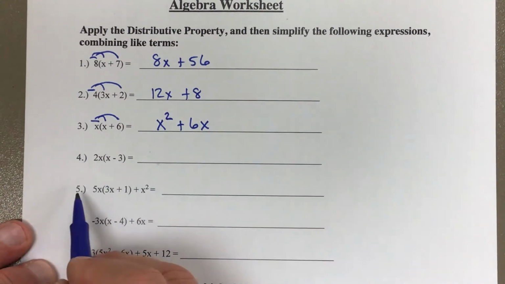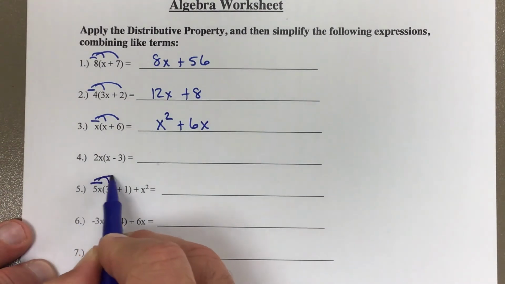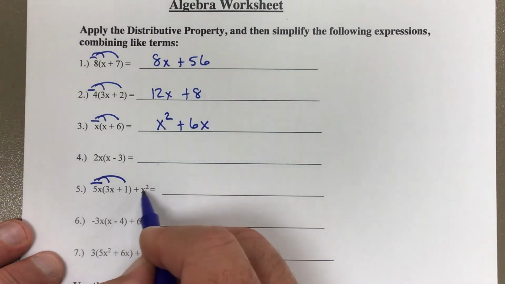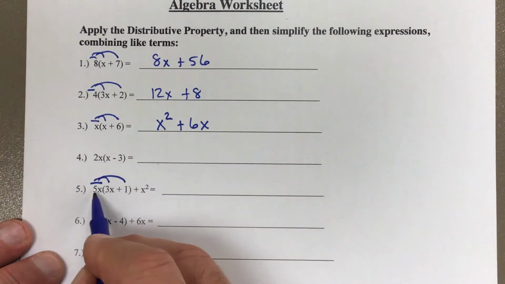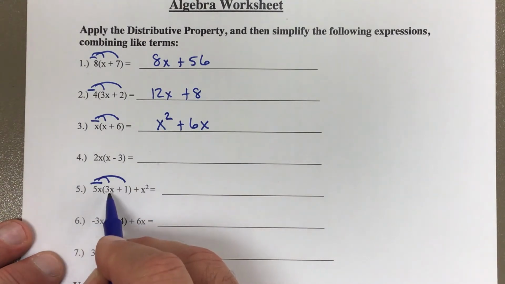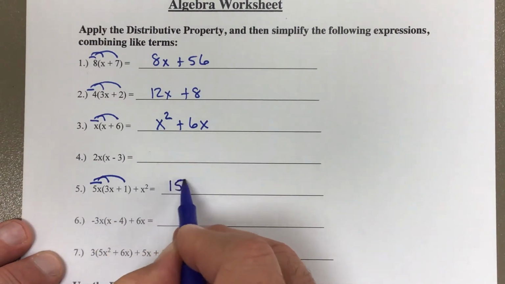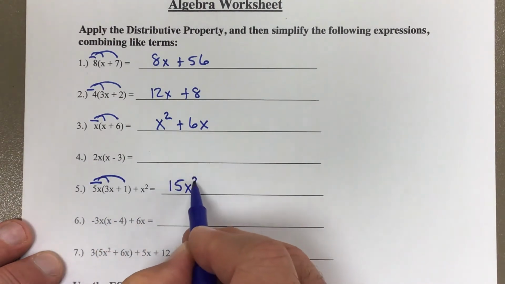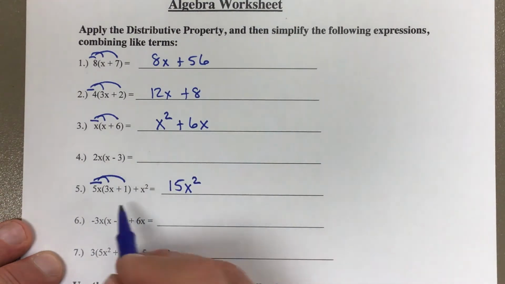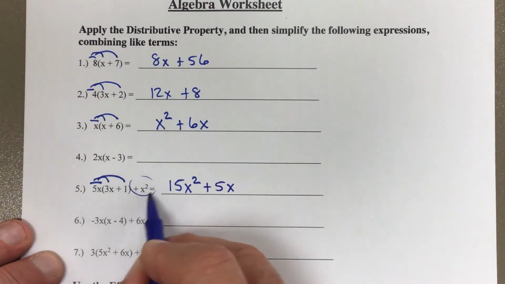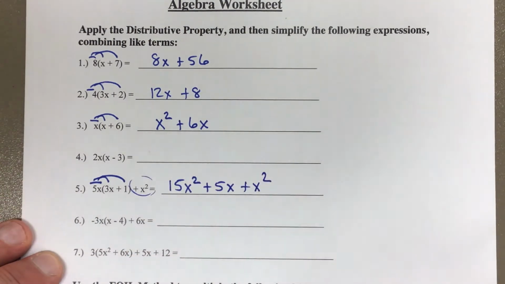So then if we drop down to number 5, now we're going to take this 5x and multiply it by everybody here. And remember, we stop here. This plus x is not inside the parentheses. So this 5x is only going to be multiplied by the 3x and the 1. So 5x times 3x, we multiply the coefficients, or the big numbers, and we add the exponents. So 5 times 3 is 15, and x times x is x squared. And then 5x times 1 is just 5x. And then we add this to it, plus x squared.